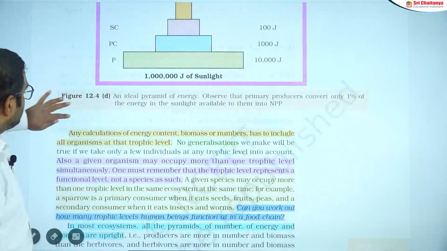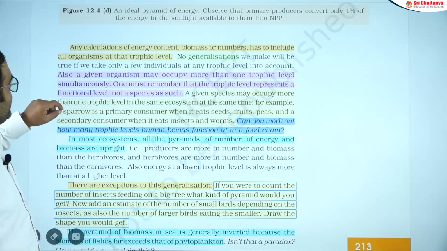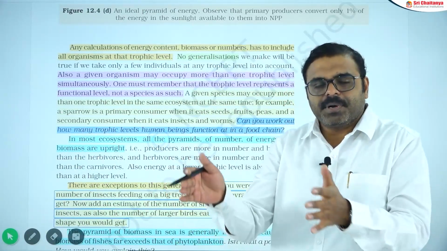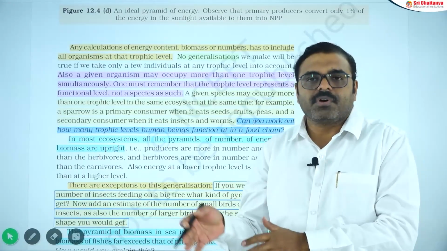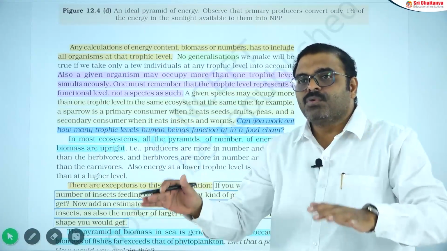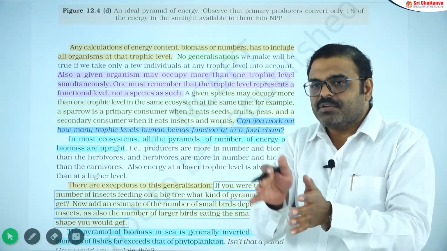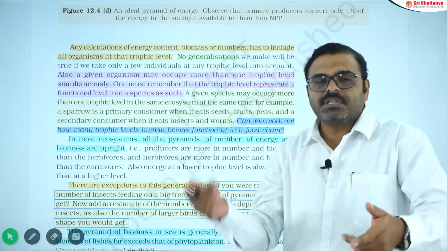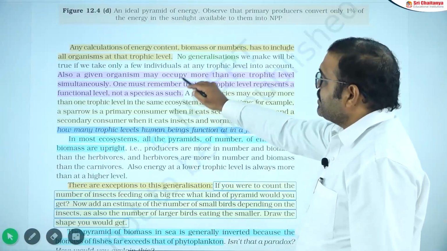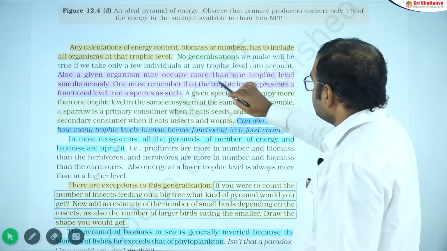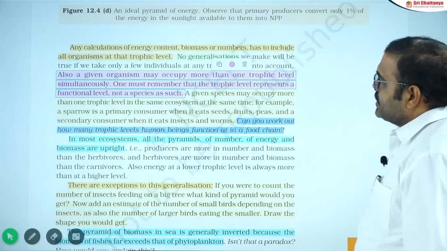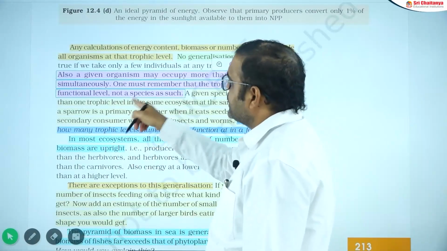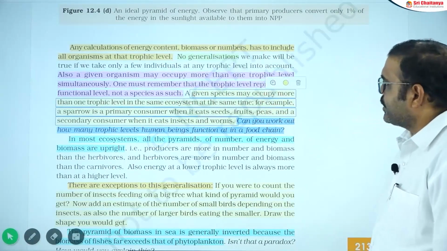Then the next point: any calculation of energy content, biomass or numbers has to include all the organisms at the trophic level. Means if you want to count the number of frogs in a particular grassland ecosystem, you should not consider just 2 or 3 frogs. Altogether, that is a functional level depending on the primary consumers. If you consider frogs as carnivores, all the frogs and frog-related organisms depending on grasshoppers can together be considered as one trophic level. That's why a trophic level is a functional level, not a structural level. Also, a given organism may occupy more than one trophic level simultaneously. One must remember that a trophic level represents a functional level, not a species as such. That is another important point.